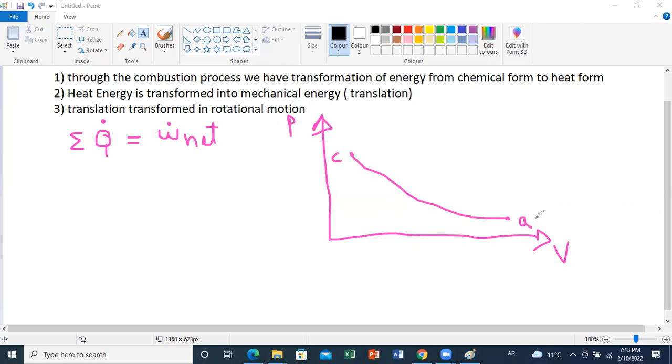Do you think that in compression we should put work on the system or we will gain work? We will put work. Exactly. Why? Because we need to put a certain work to move the piston upward. Okay, so W compression is a work that we put on the system.